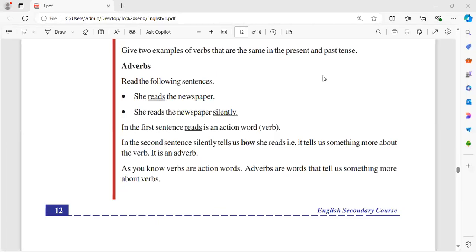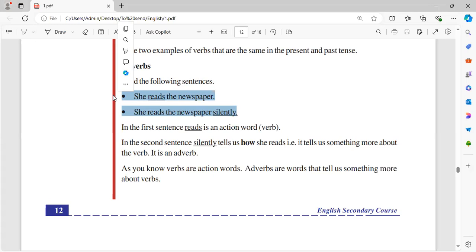Okay, today we are going to discuss adverbs. Some sentences are given over here. I'm just highlighting it. The first sentence says, she reads the newspaper. The second sentence says, she reads the newspaper silently. So two sentences are given over here.